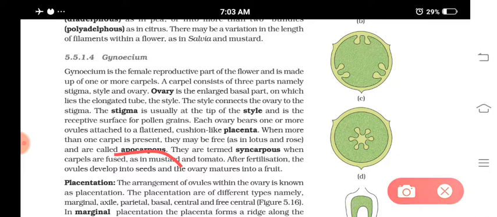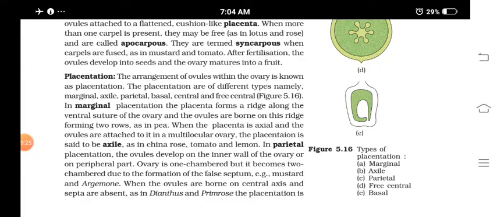Is it clear? In a flower there may be more than one carpel, and if the carpels are free, then we call it what? Apocarpous. And if the carpels are united, then we call it a syncarpous ovary. Is it clear? Now we are going to study about placentation.